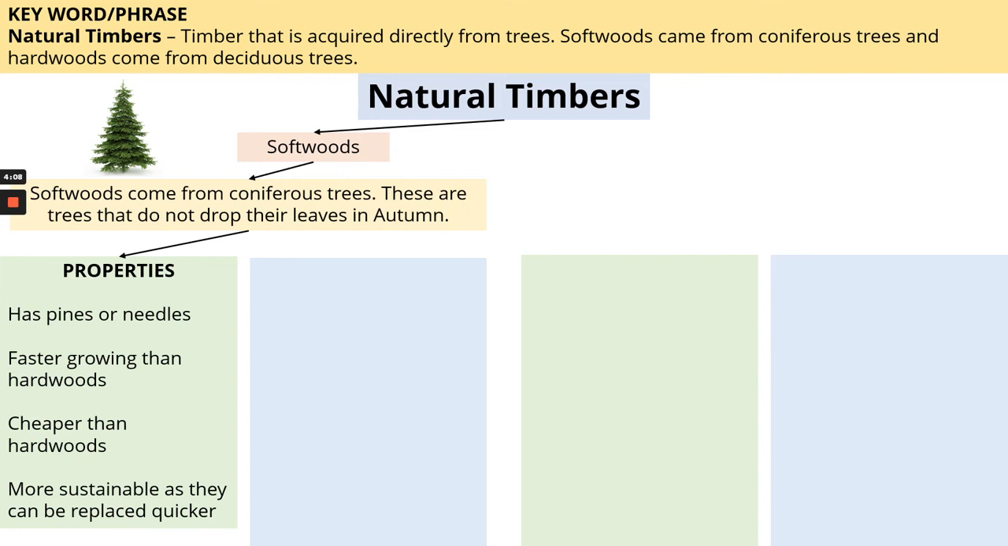So the properties for hardwoods, on the whole, are normally the opposite. The first one: hardwoods have wide and broad leaves compared to those pines and needles, and the widest amount of space that a leaf takes up, the more energy it can absorb from the sun. So these take forever to grow to maturity.